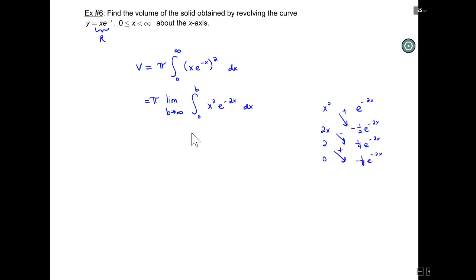Okay. So we get, and then I'll put my equal sign over here to make more room, negative 1/2 x squared e to the negative 2x. Then I get minus 1/2 x e to the negative 2x, and then minus 1/4 e to the negative 2x. We want to evaluate this from 0 to b.